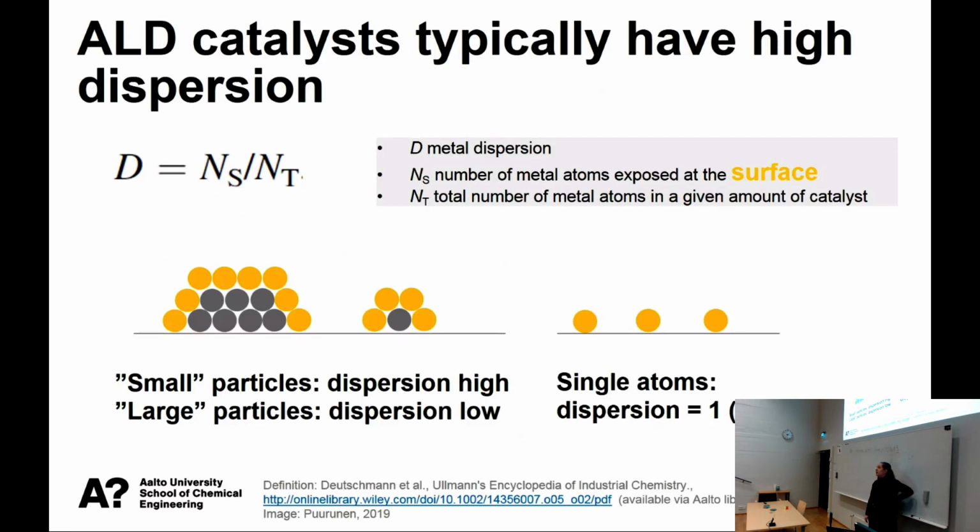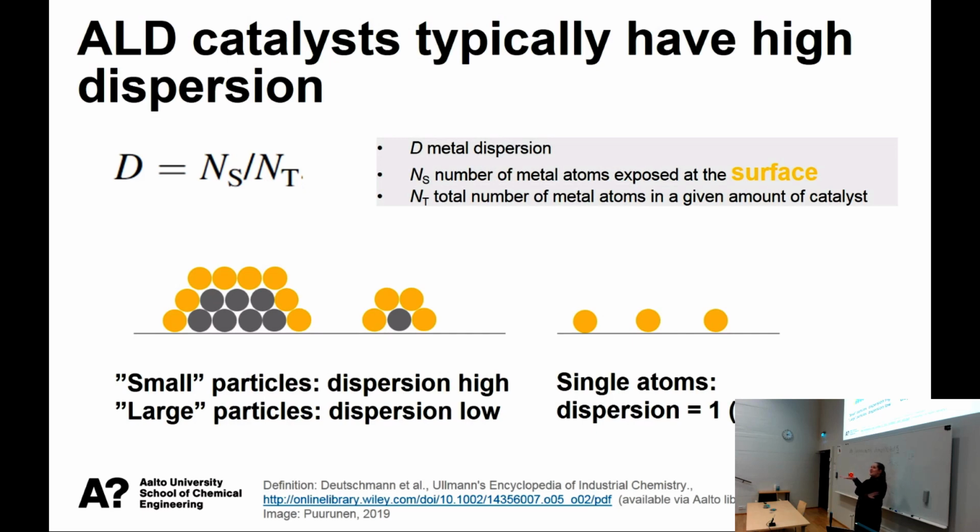Typically, it's expected that ALD catalysts will give a high dispersion. So I have here the dispersion example. All the atoms that are on the outer surface are accessible to do the catalysis. The dispersion is the ratio of the number of metal atoms exposed to the total number of metal atoms. What's the dispersion of this Rubik's cube again?